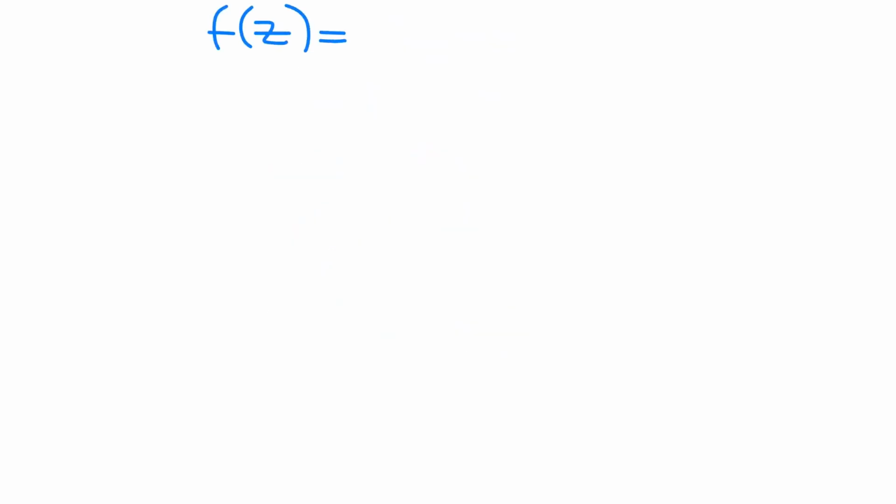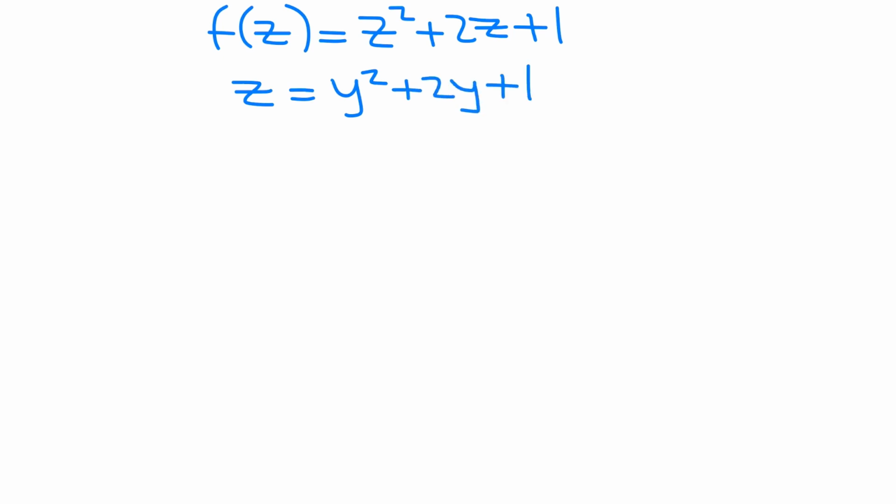So for this last one, we have f of z equals z squared plus 2z plus 1. This is slightly trickier. So here, what we need to do is, first of all, write this out in terms of our output z, and then we're going to convert these z values to y's. So we get z equals y squared plus 2y plus 1.